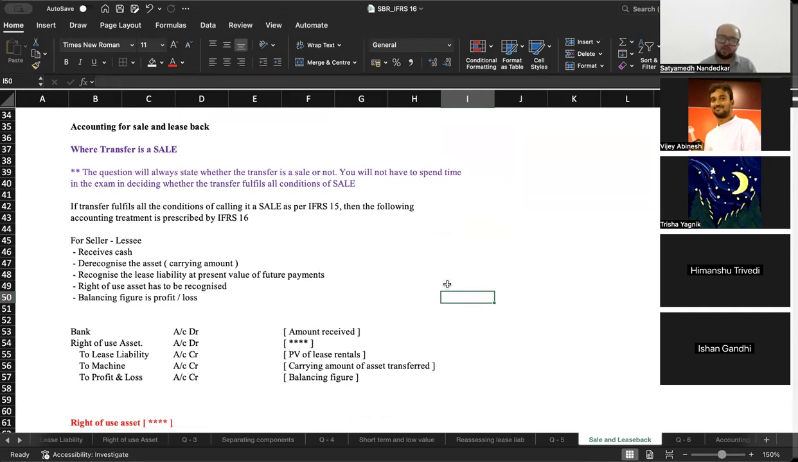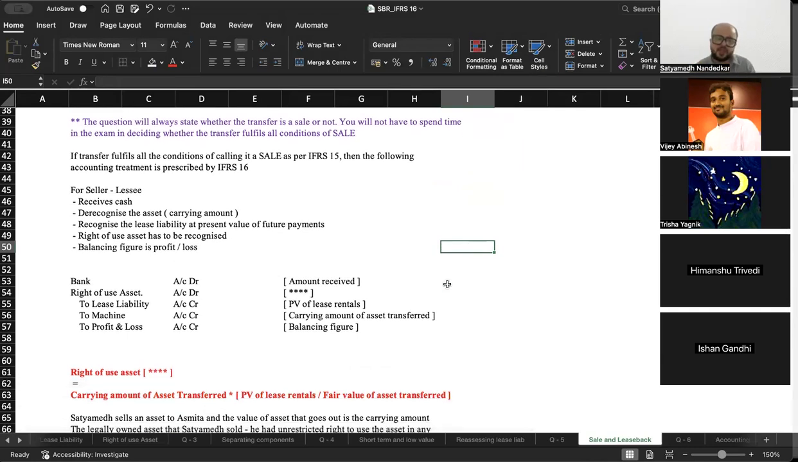Otherwise उसका accounting थोड़ा अलग होगा, where the transaction is sale and lease back and the transfer qualifies as a sale. The accounting entry is bank account debit, right of use asset account debit, lease liability credit, machine credit, P&L credit.